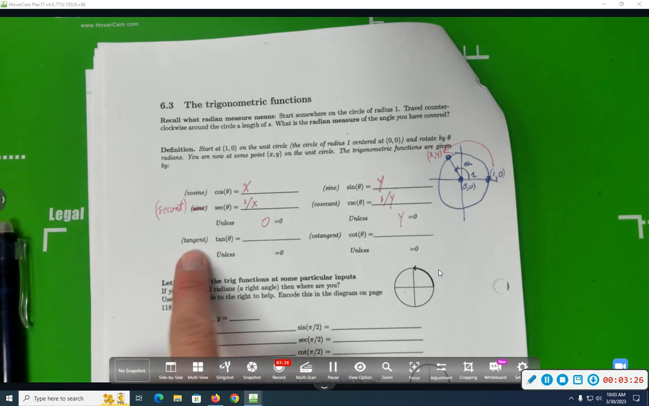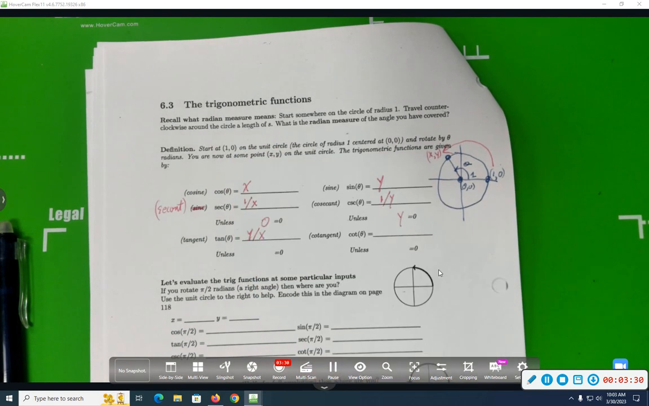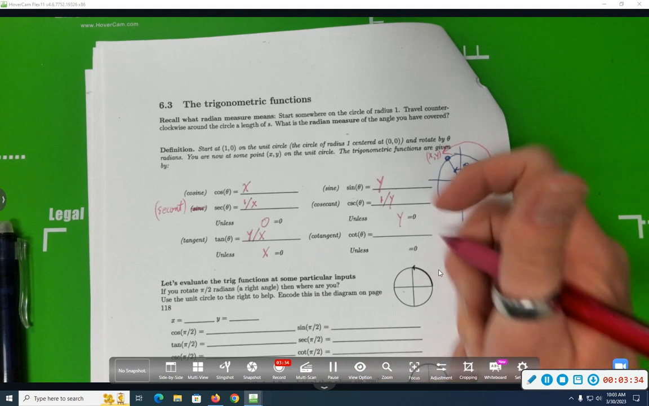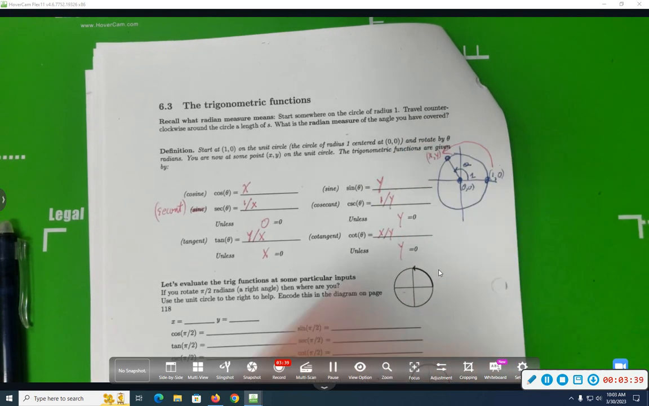The tangent of theta is the y coordinate divided by the x coordinate, which is defined unless x equals 0. The cotangent is given by the x coordinate divided by the y coordinate, unless the y coordinate is 0. People feel pretty okay?